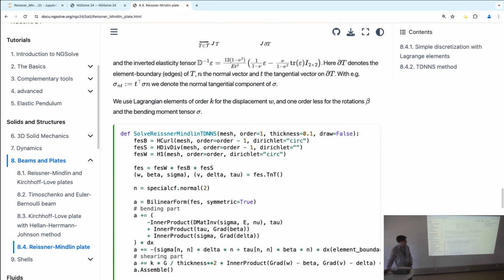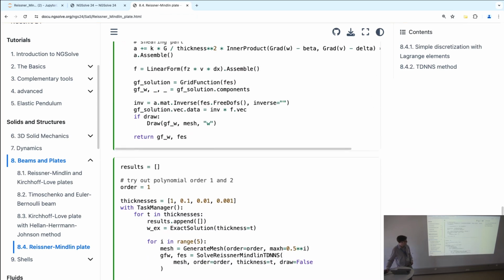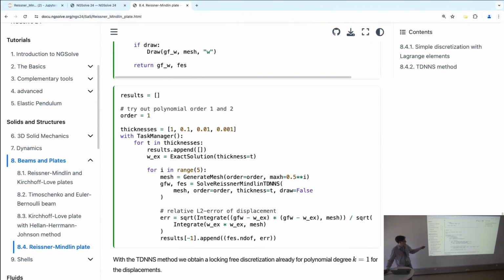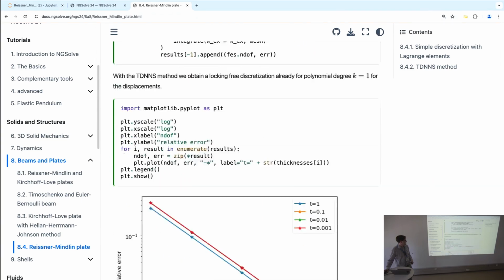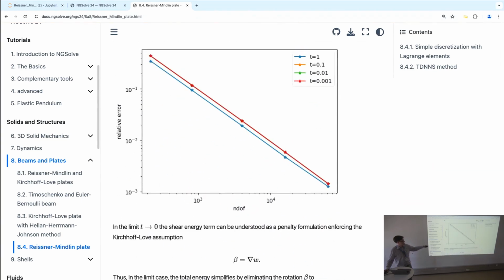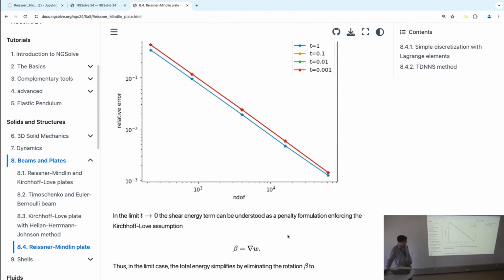For the bending. And so we will write the bending part. So if you look at the TDNNS part, it's exactly the same, more or less. And then we have the shearing energy. Here nothing changes. And now if we look at the same thing, but now I only use linear elements, so we would expect much more locking. Then now we see it's more or less uniform convergence, so no locking at all. So this is a great method for this.